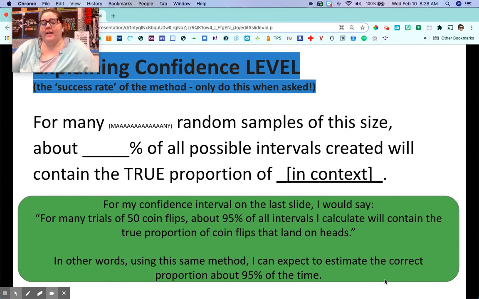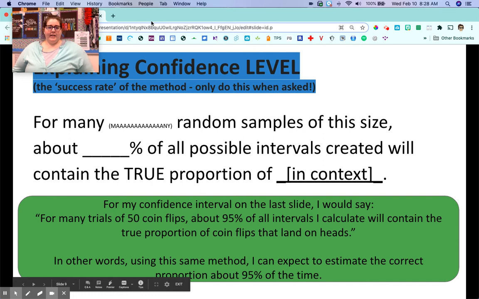proportion. For example, if I was interpreting the confidence level for my problem about the coin flips, I would say for many trials of 50 coin flips, if I were to flip a coin 50 times and do that many times in a row, about 95% of all intervals that I calculate from each of those samples should contain the true proportion of coin flips that land on heads. In other words, if I were to use that same method over and over again to calculate a whole bunch of confidence intervals, I can expect that the correct proportion should be included in that interval about 95% of the time.